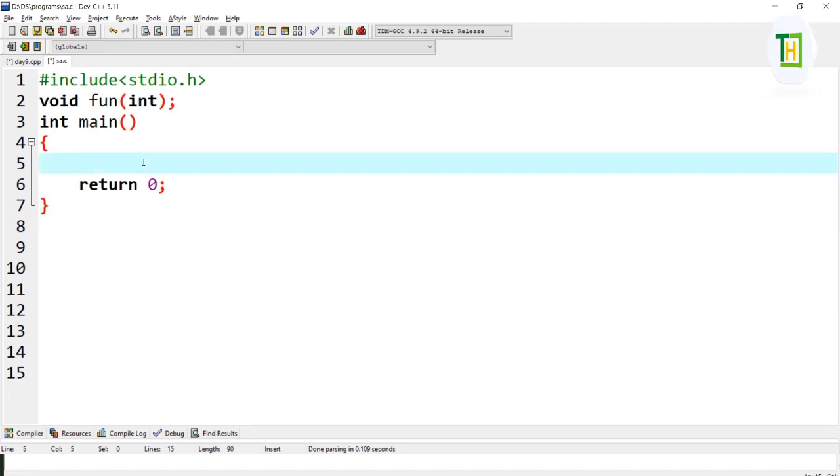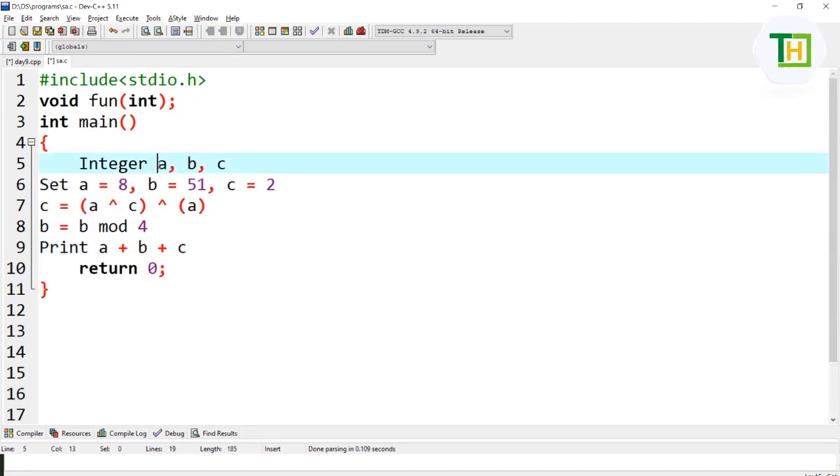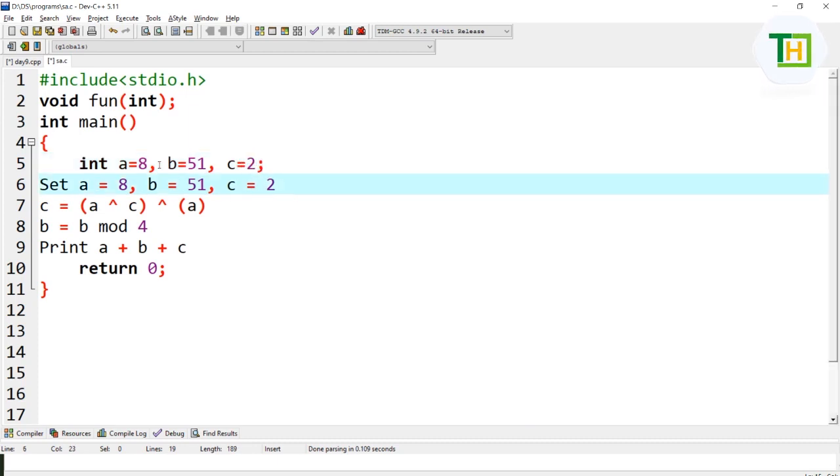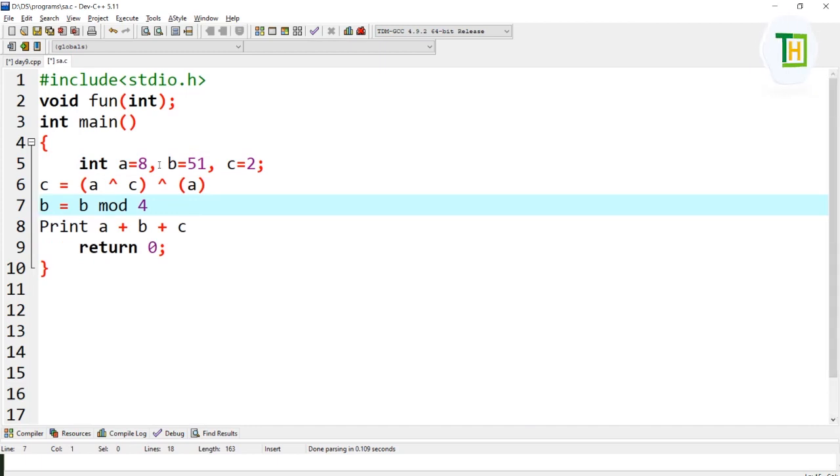It is not directly executed. I have to change here like this. This is int a, b, c; with a semicolon there. A value is going to be 8, B value is going to be 51, and C value is going to be 2 here.